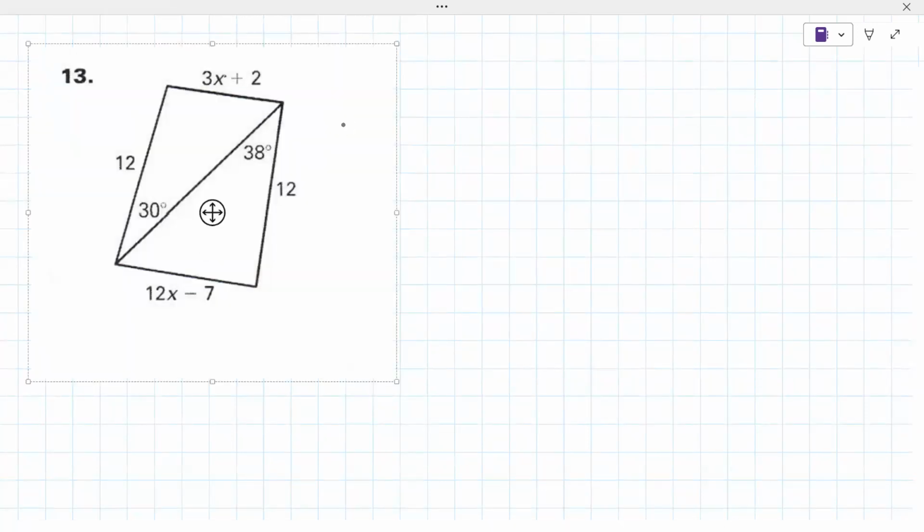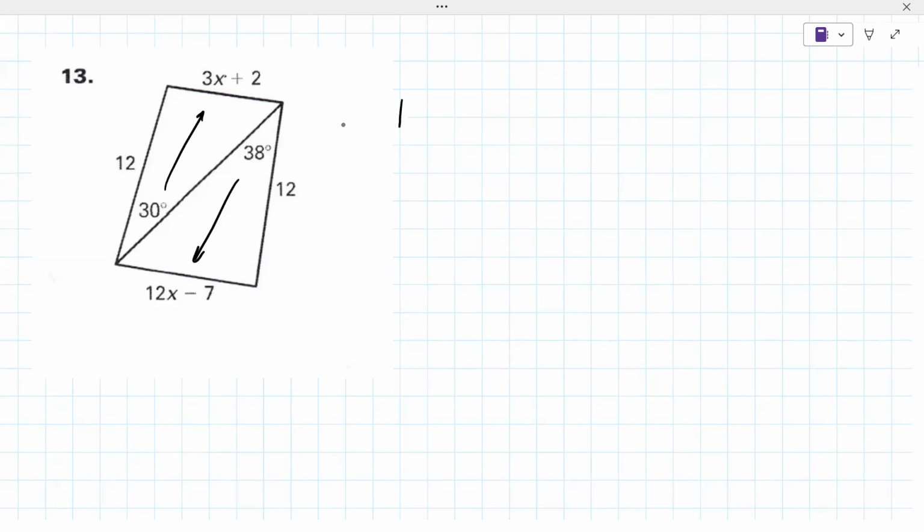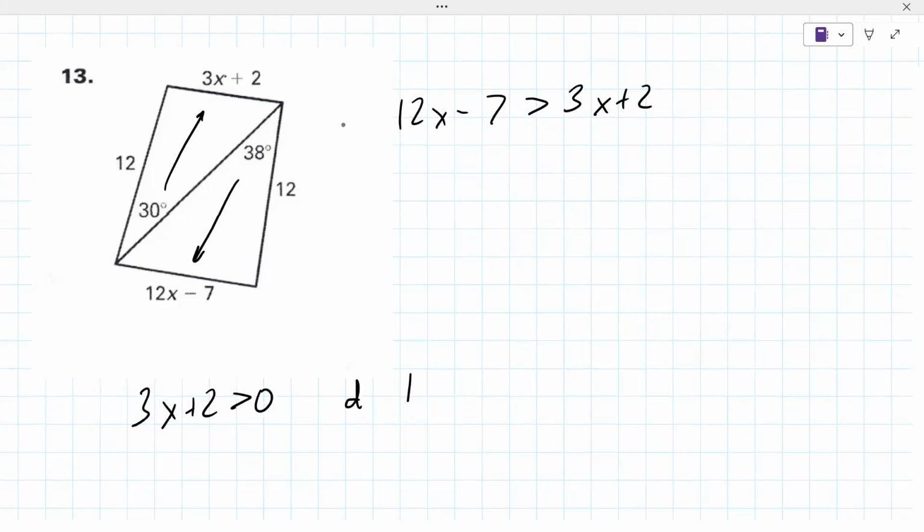You've got to decide which angle is bigger, so which side is bigger. Let's see what you come up with. Okay. So 12x minus 7 is greater than 3x plus 2. This one's a little bit different than the others. So you're going to first solve this, but then 3x plus 2 has to be greater than 0, and 12x minus 7 has to be greater than 0. So you actually have three inequalities to solve. So I'd like you to solve all three of these and let me know your result, please.